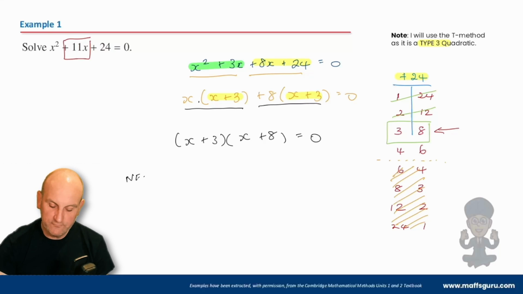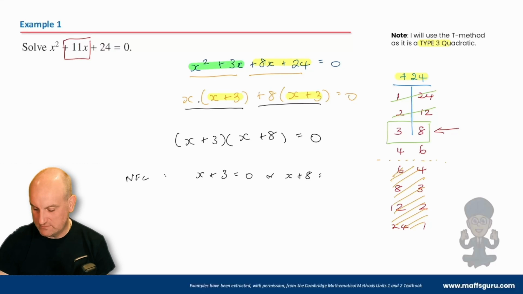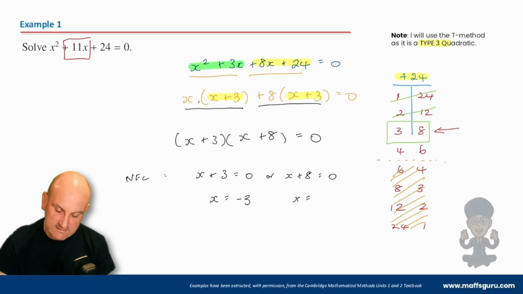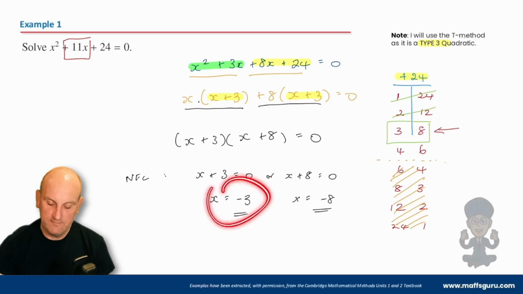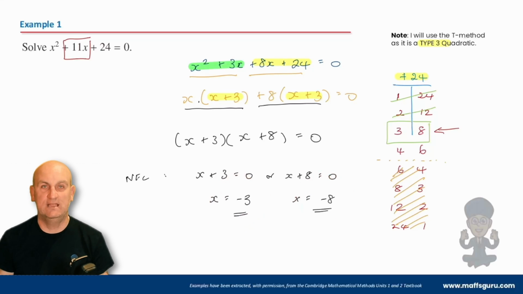Now, having got that, it's the null factor law. So using my null factor law, I now know that x plus 3 equals 0 or x plus 8 equals 0. So x is equal to -3 or x is equal to -8. Now, again, that's regurgitation. It's really now saying, well, do you understand what that actually means? And it means I have x-axis intercepts at -3 and -8, which is great because I've got so much information now that I can use to help me plot this thing.